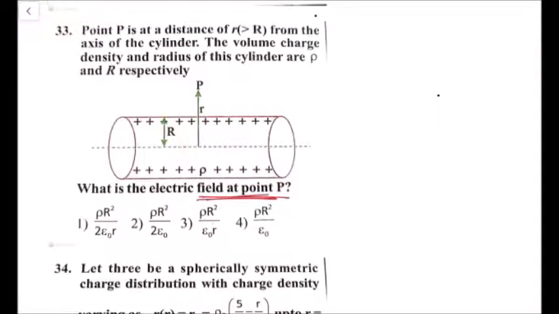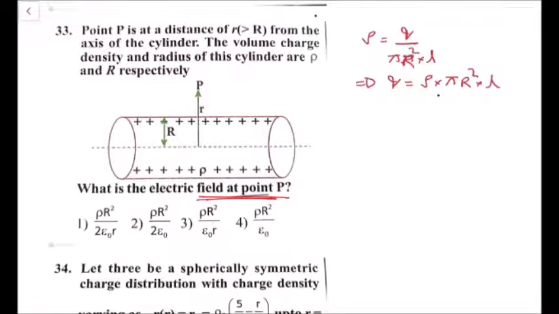So let us find the total charge on the cylinder, that is Q, from the volume charge density rho, which is equal to charge per volume, that is surface area into length, pi R square L. So from this, charge Q is equal to rho into pi, radius is nothing but capital R, so pi R square L.